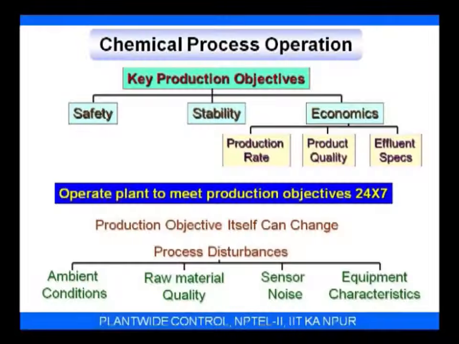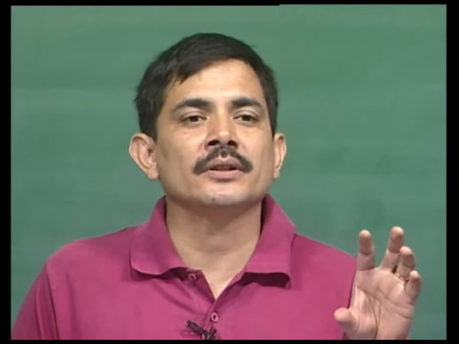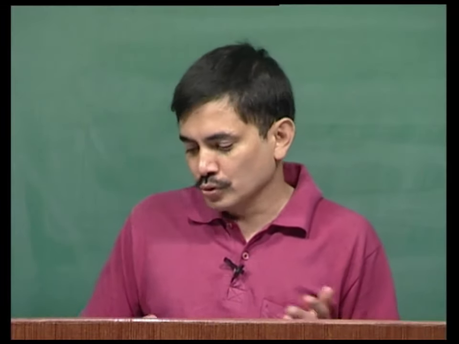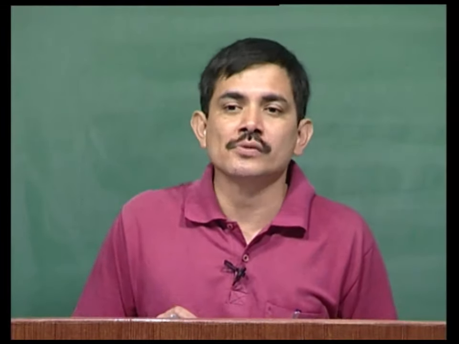And finally, your process itself slowly changes. For example, when a process is started up with new catalyst, slowly over time the catalyst sinters or loses its activity, over 6 months or a year of operation. Similarly, you may have a new heat exchanger that has been cleaned up, but due to sustained continuous process operation, it slowly gets fouled up, and so on and so forth. So the equipment characteristics themselves change over time.